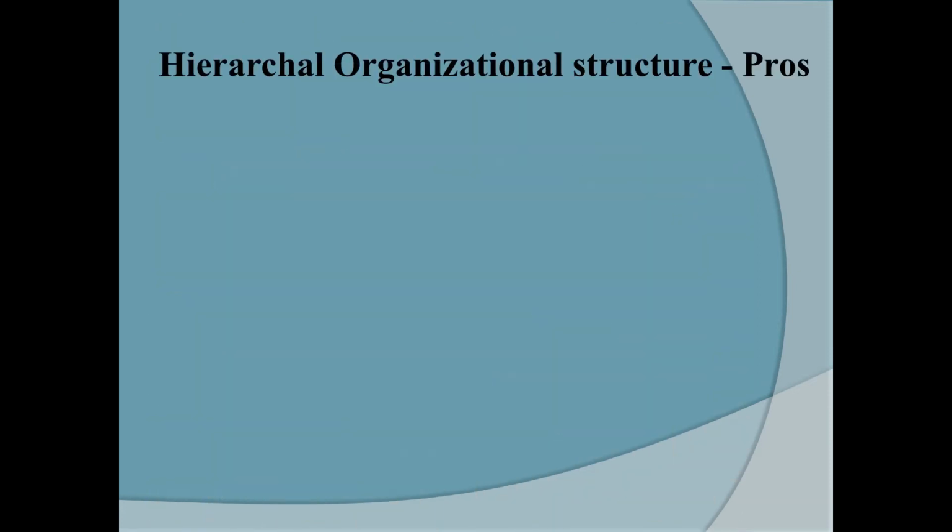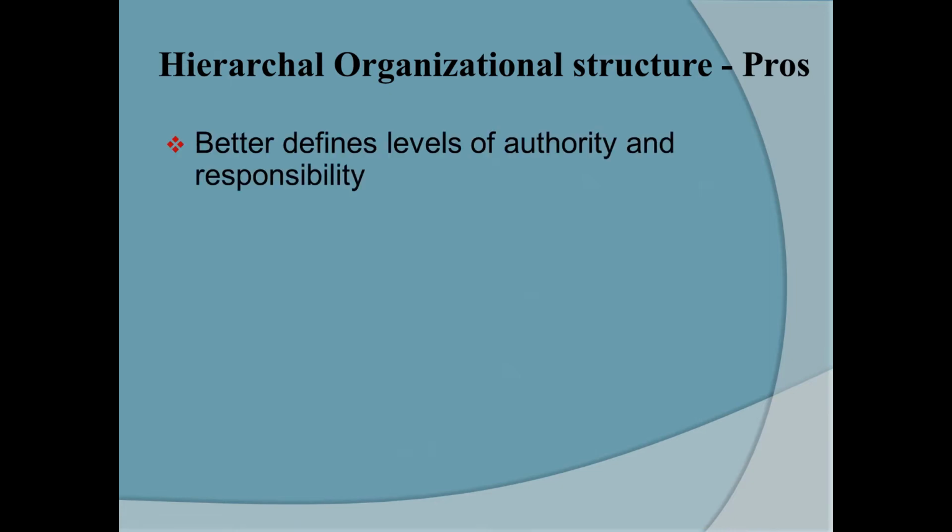So what are the advantages of the hierarchical organizational structure? It better defines levels of authority and responsibility. Of course, when you are under the umbrella of the campus administrator, your supervisor is the campus administrator. And if you are at the vice president level, your supervisor will be the president, and you are bound to make decision support systems as mentioned.